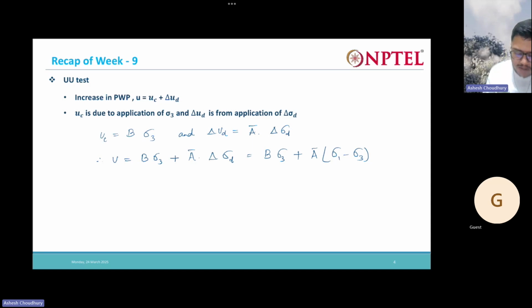Can you tell me how the Mohr circles were for a UU test, if you can recall? For the UU test, the Mohr circles were like this, right? All were the same diameter, so we get a straight line. So you always get phi equal to 0.